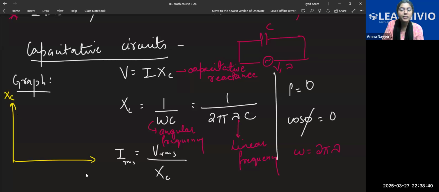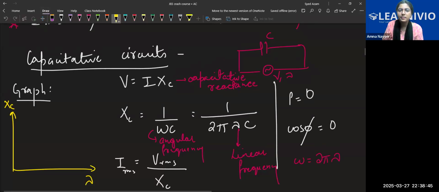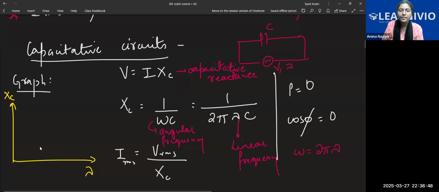Inverse XC relation, inversely proportional. So what kind of graph do we get in such a case? Hyperbola, right? A hyperbolic graph will be there, because XC is inversely proportional to angular frequency or linear frequency, any frequency. I RMS will be equal to VRMS by XC. I naught will be V naught divided by XC. Wherever the resistor was doing the function, your capacitive reactance will be doing the function of the resistor.